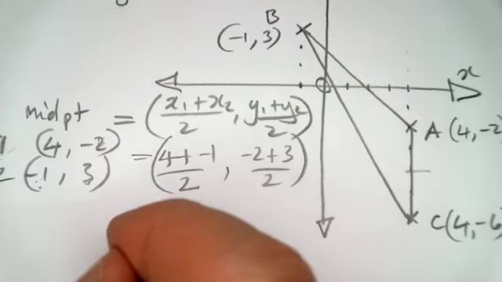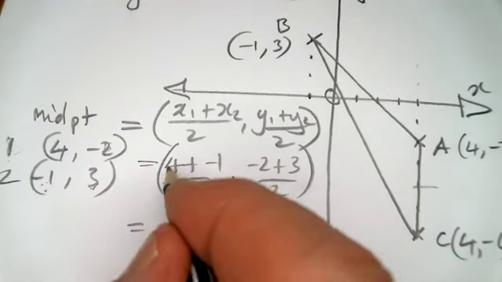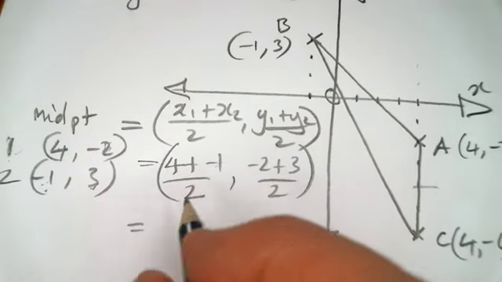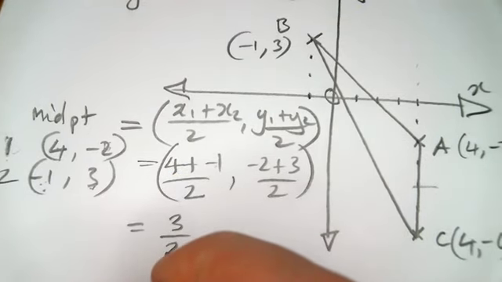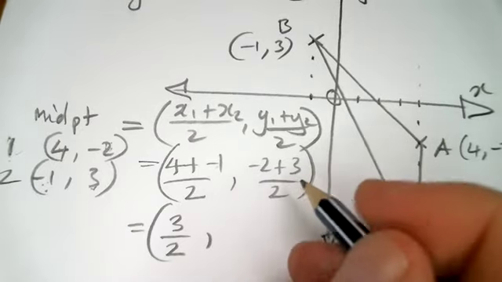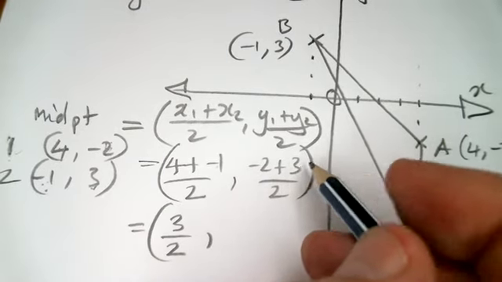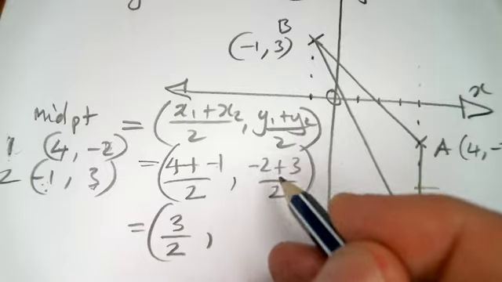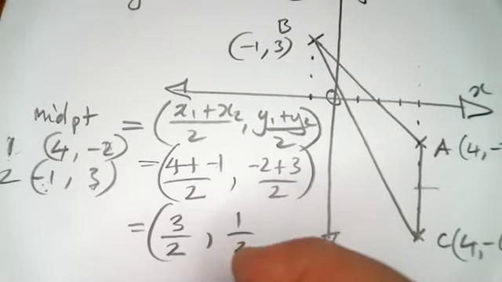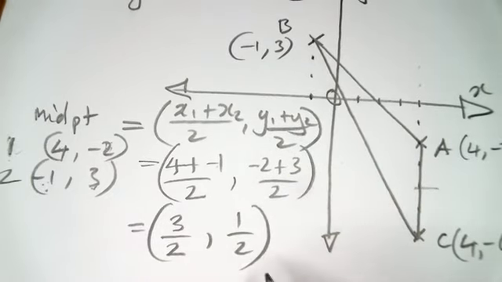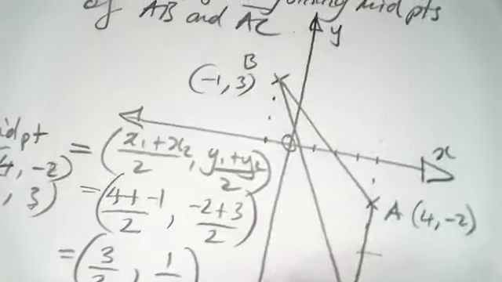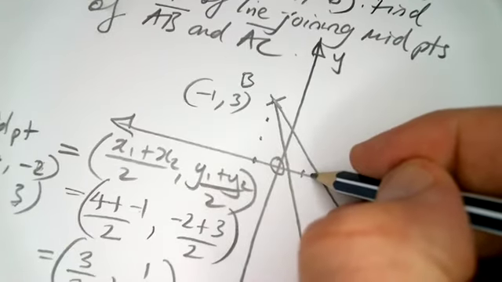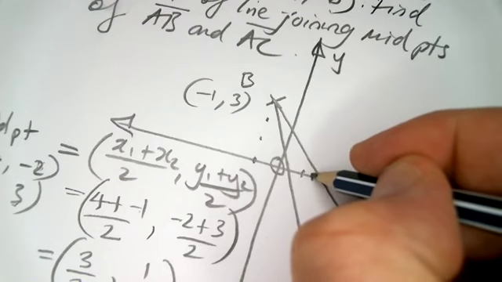All right, so where do I end up here? Well, 4 minus 1 is 3, so that's 3 on 2, comma. And this is going to be 3 minus 2, divided by 2, which is 1/2. So that's the midpoint of this line. It's going to be 1.5, comma, a half. So 1.5 is about there, comma, a half.